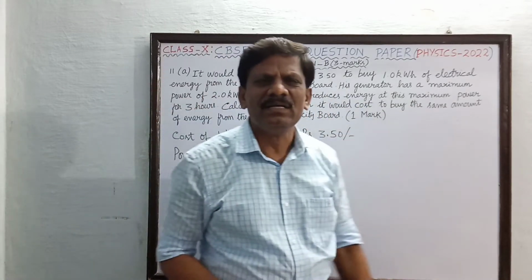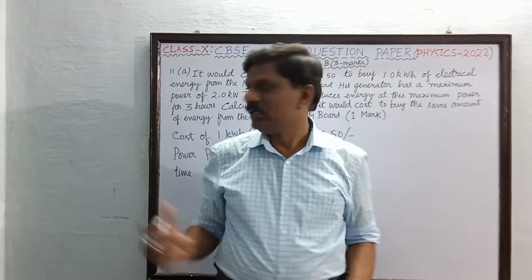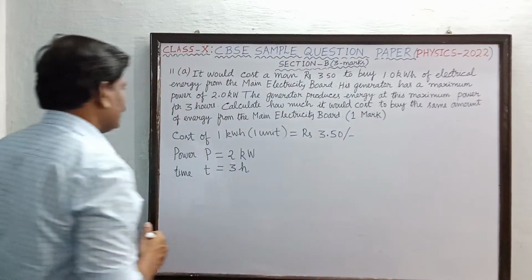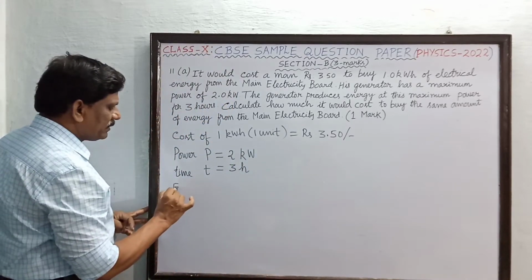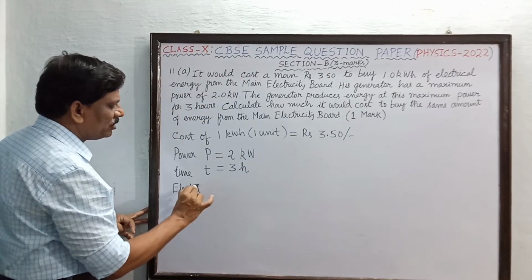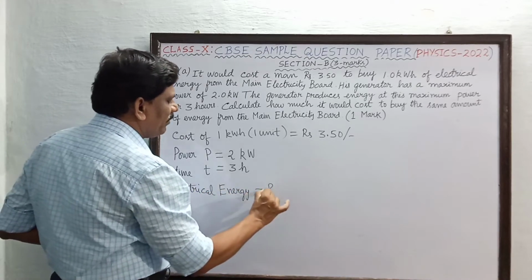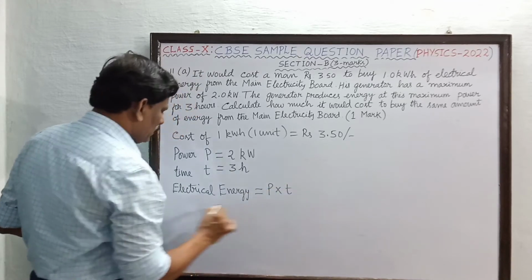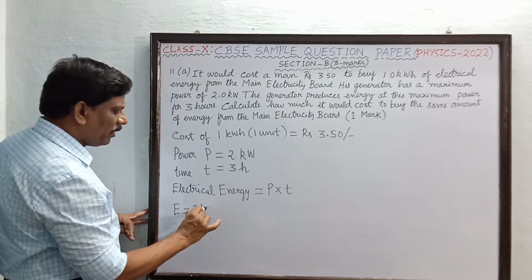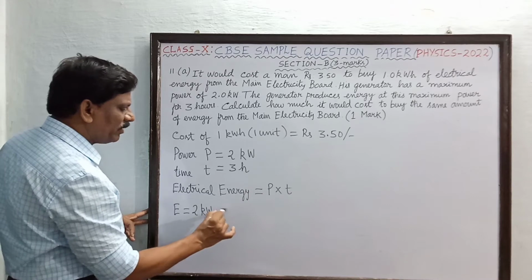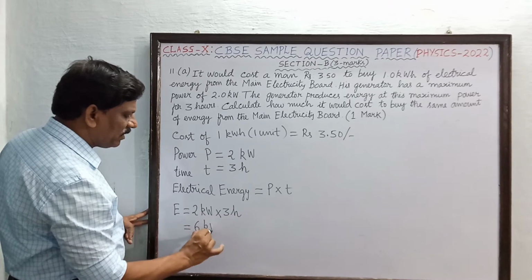For this only 1 mark, so you should not waste much of the time. Just read, understand, and substitute in the formula. We are going to find the electrical energy. So what is the expression for electrical energy? E, the electrical energy, is equal to power into time. So E is equal to 2 kilowatt multiplied by time, which is 3 hours. So 2 into 3 is 6 kilowatt hour.